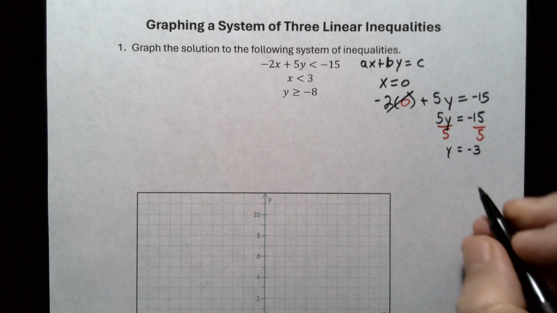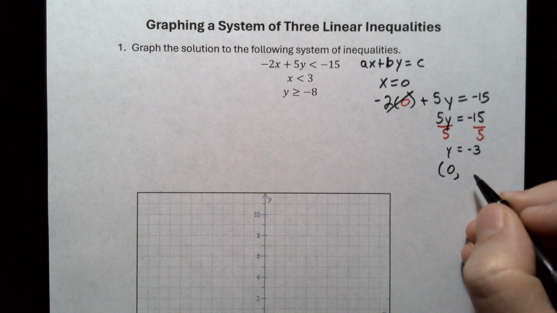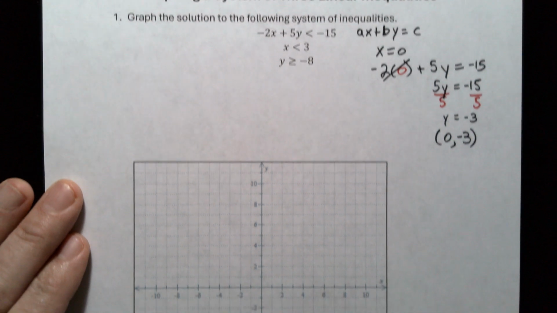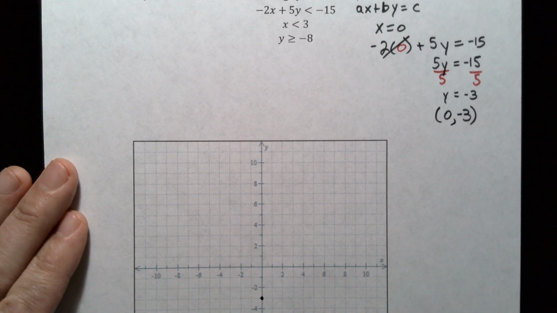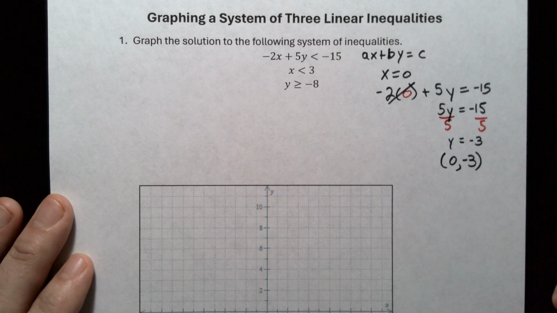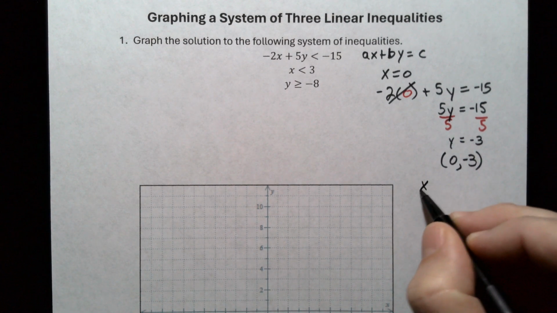So that is our first point, and I'll write it here, 0, negative 3. We plugged in a 0 for x, and we got negative 3 out for y. So I can go to 0 on the x and negative 3 on the y, and I can put a point there. So there it is. Let's try another one. Let's say x equals 5.